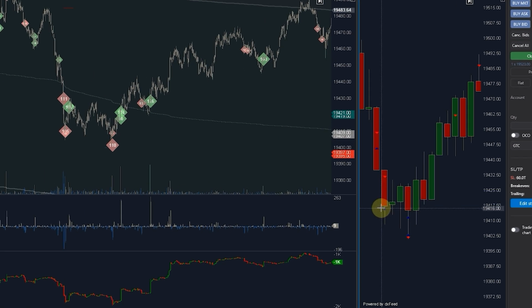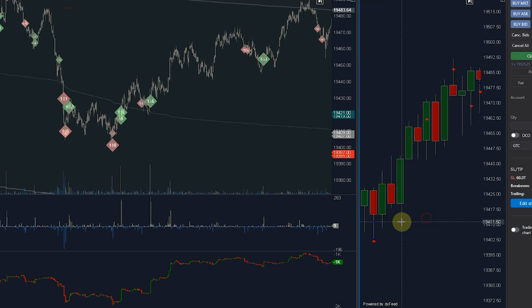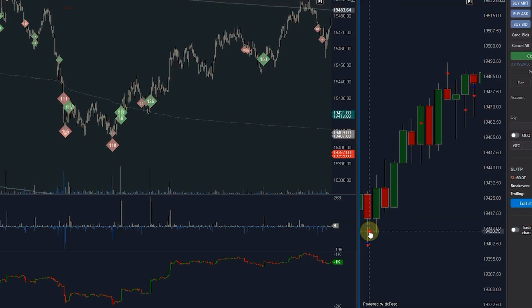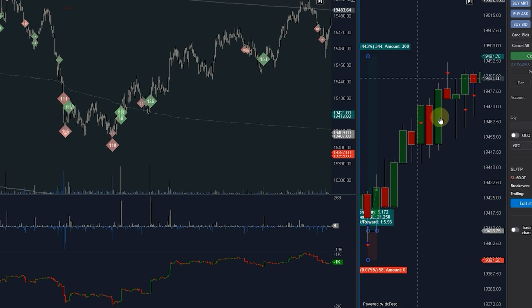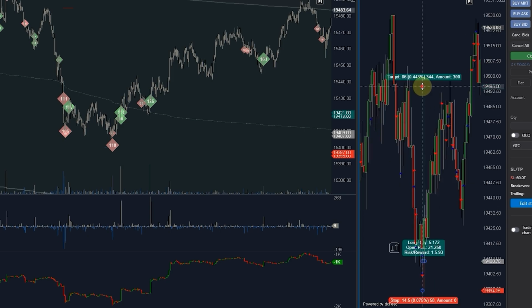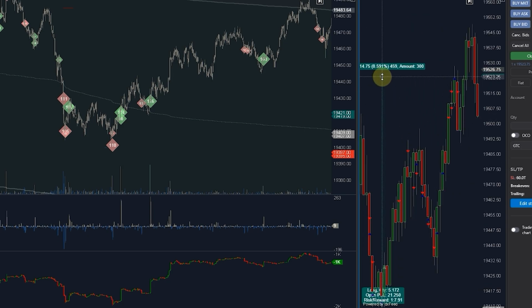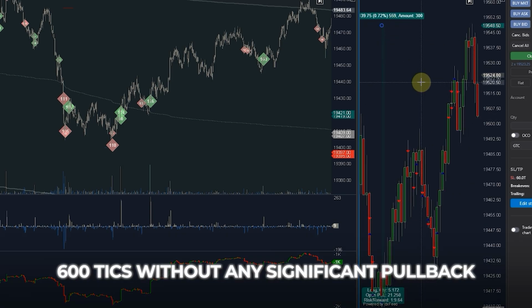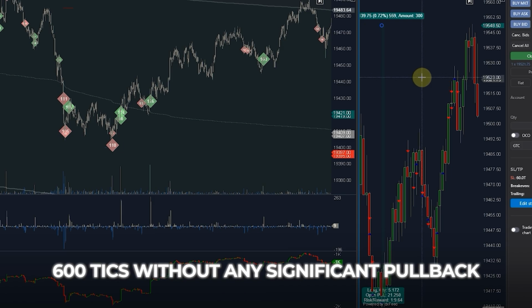I must be honest with you that I tried to take it the first time and it didn't play out. After that, I took a trade, and the stop loss was only 60 ticks. And since that low, the price of NQ moved in our favor, nearly 600 ticks, without any significant pullback.